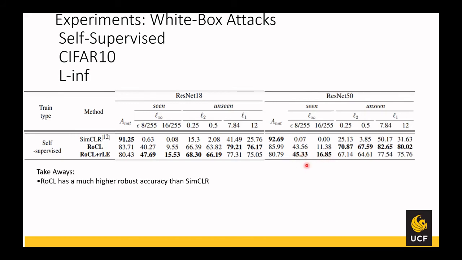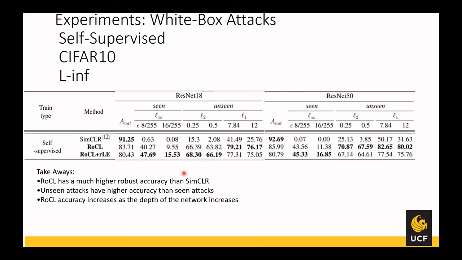So some key takeaways. ROCL has a much higher robust accuracy than SimCLR. Unseen attacks have a higher accuracy than seen attacks. So in both cases, all these accuracies in the unseen are higher than the seen. And ROCL accuracy increases as the depth of the network increases. So what I mean by this is the ResNet 18 accuracies along here, they're lower than the accuracies in the ResNet 50.